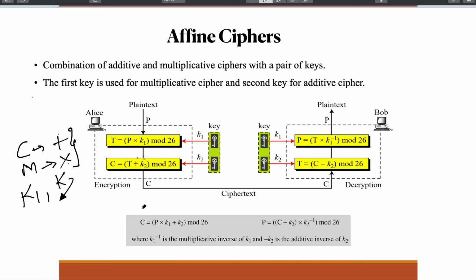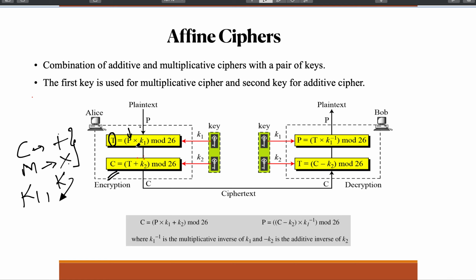Let's see how the equation works. First you multiply the plain text with the first key K1 mod 26 to get a text T, and this text is added with the second key K2 and then a mod 26 is done to get the cipher text. So it is a two-step process of substitution. First you multiply the plain text number with the first key, then whatever result you get, you add the second key and take mod 26 to get the cipher.